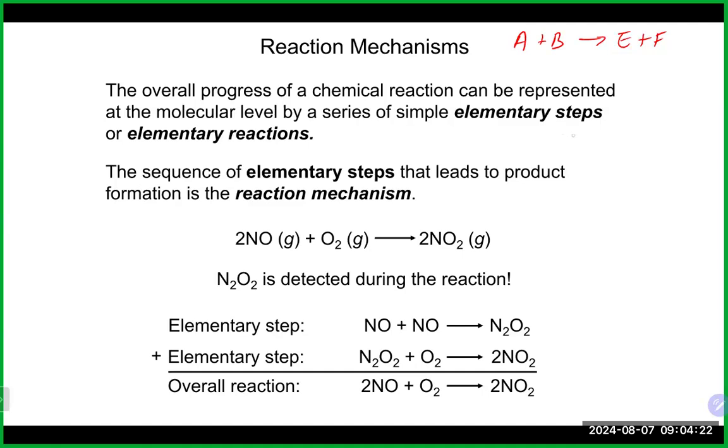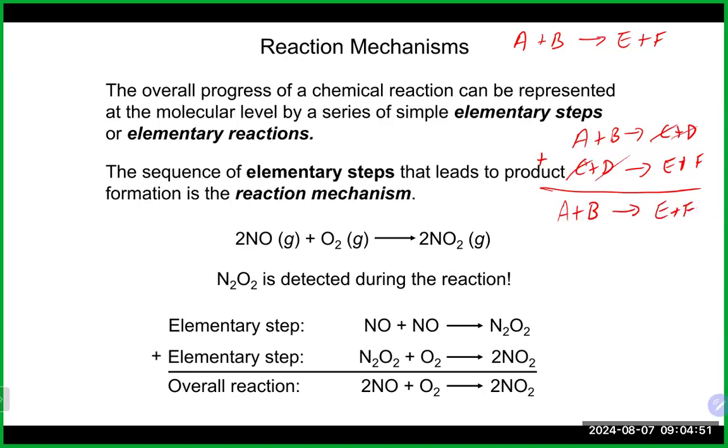So, for example, perhaps the first thing that happens is A plus B makes C and D, then C and D react to make E and F. And maybe this is a two-step mechanism where if you add them together, much like we did with redox reactions, anything that's on opposite sides of the arrow will cancel. And in this case, C and D would cancel. And that would leave us our overall reaction. Everybody stays on the left-hand side and everybody stays on the right-hand side of the arrow.